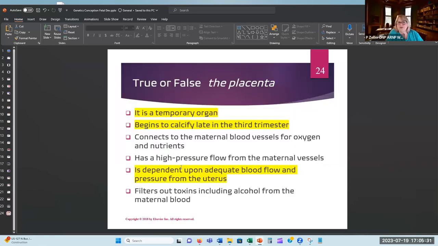All right, true or false? And I already have the answers here. The placenta is a temporary organ. It does begin to calcify late in the pregnancy, really late. So that's why it's not good for a client to deliver beyond 41 weeks. And yes, it's dependent upon uterine blood flow. It doesn't connect to the mother's blood vessels. It's a low pressure system right in there. And it doesn't really filter out toxins or alcohol. Alcohol passes easily into the placenta. So do the toxins.